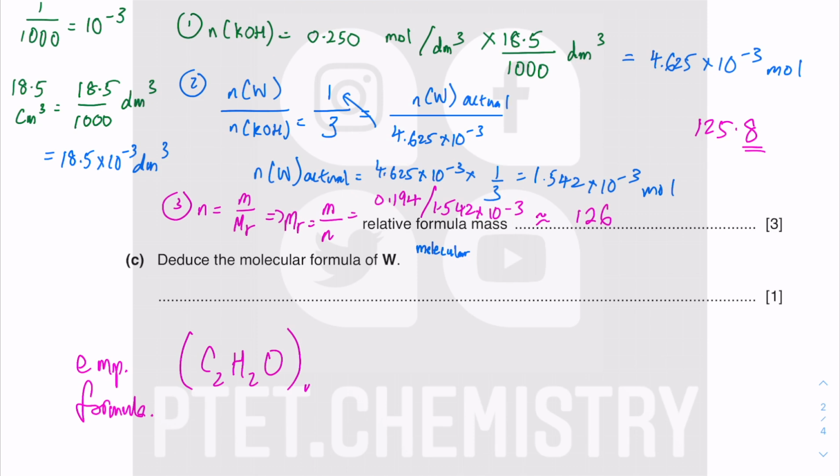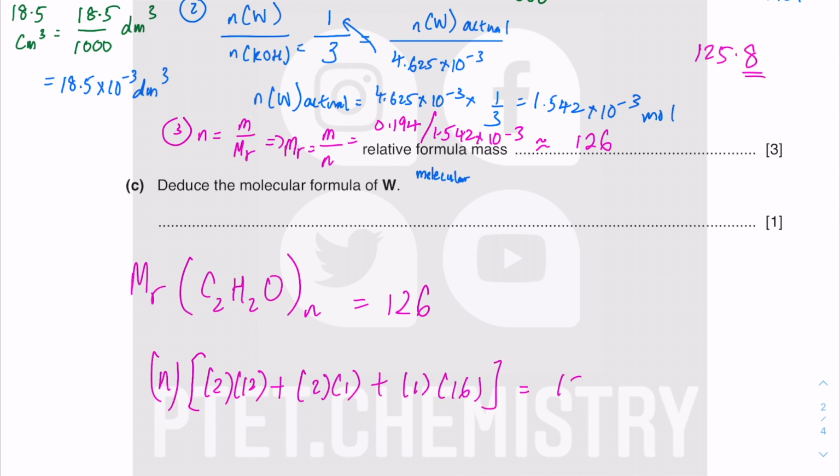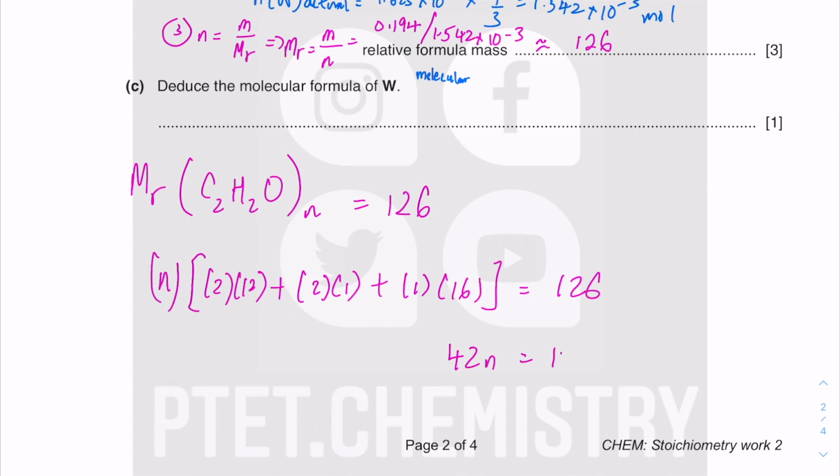And empirical formula, how many multiples of it is going to be equal to the molecular formula. So I want to total up the molecular mass, which is going to give me the relative formula mass or the relative molecular mass of 126. So I have n multiplied by a whole big bracket. I have 2 carbon, so 2 times 12, because this is the relative atomic mass for 1 carbon. And then 2 hydrogen, 2 times 1. 1 times 16 for the oxygen. So whatever is in the bracket gives me 24 plus 2 plus 16, so there's 42n is equal to 126.